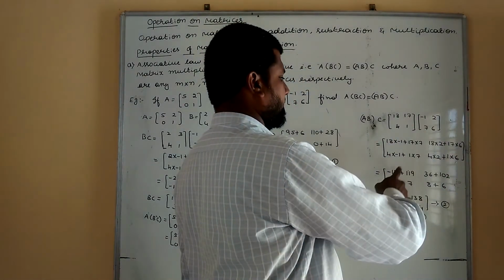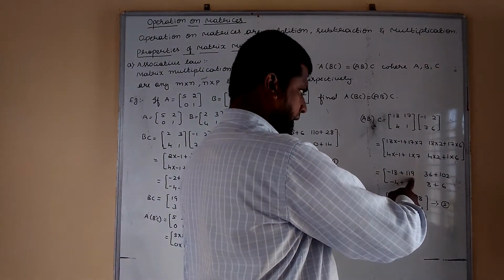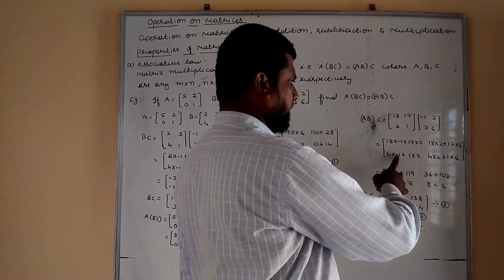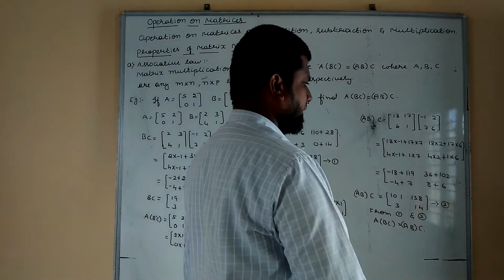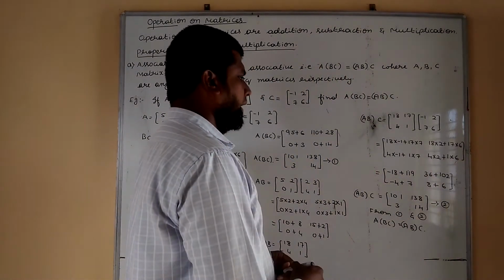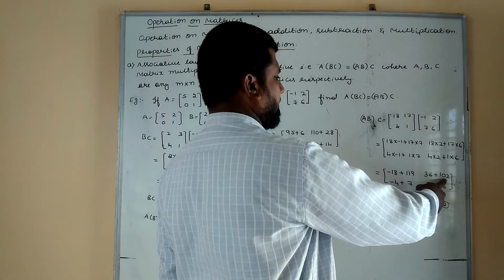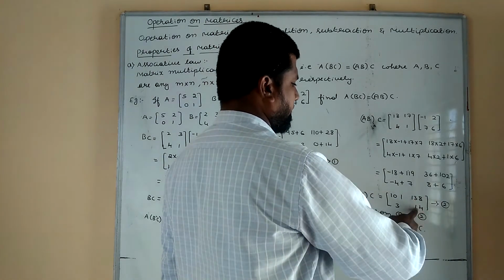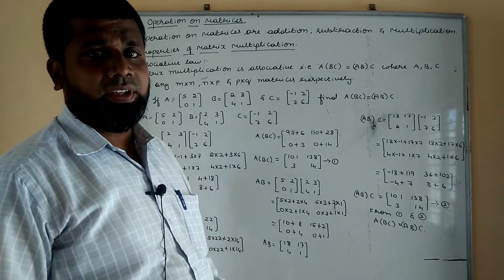So 18 into minus 1 is minus 18, 17 into 7 is 119, then 18 into 2 is 36, 17 6s are 102, 4 into minus 1 is minus 4, 1 into 7 is 7, 4 2s are 8, then 1 into 6 is 6. If you add this one, minus 18 plus 119 is 101, 36 plus 102 is 138, minus 4 plus 7 is 3, 8 plus 6 is 14. From 1 and 2, A of BC is equal to AB of C.